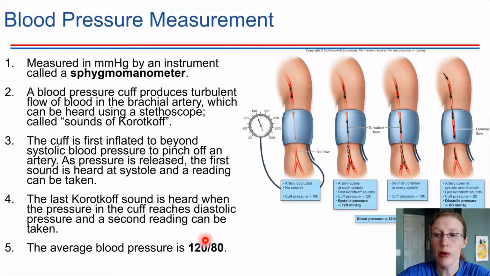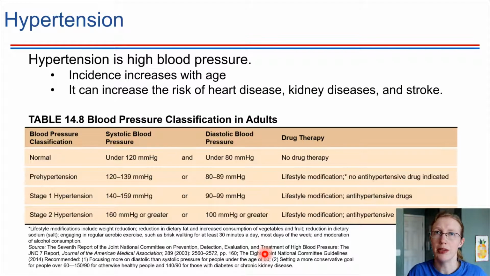So those two readings both are very important for monitoring overall blood pressure, which leads us into discussion of hypertension. So hypertension is the name for high blood pressure. And it tends to be more common as people get older. They're more prone to have hypertension. There are a few different reasons for that. But it's a problem because it increases risk for a number of other things. Increases risk for heart disease, kidney disease, and also stroke. Those are all very serious conditions to have.